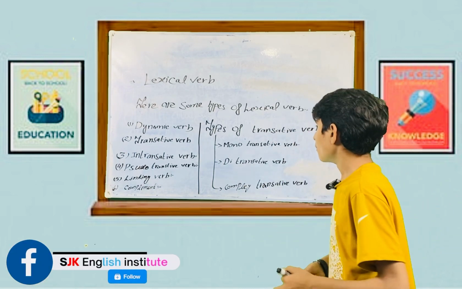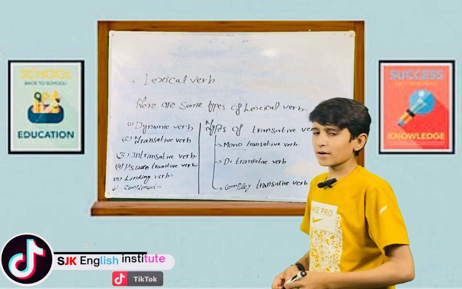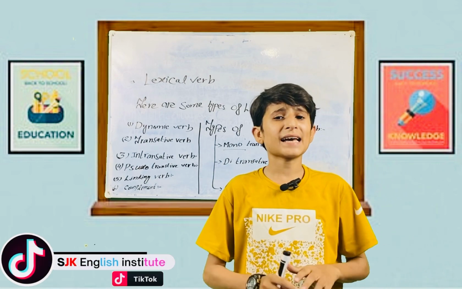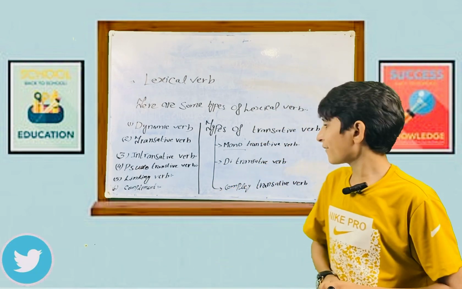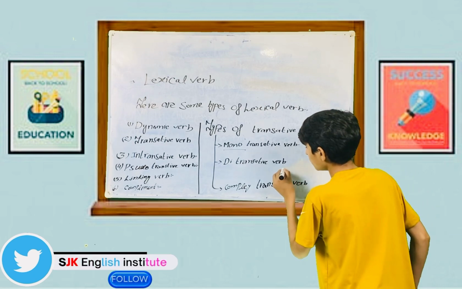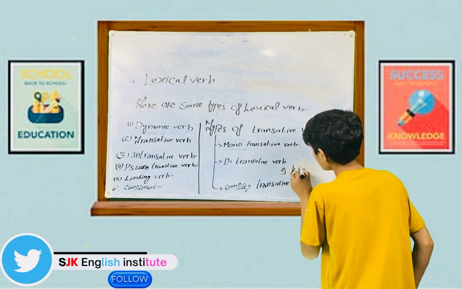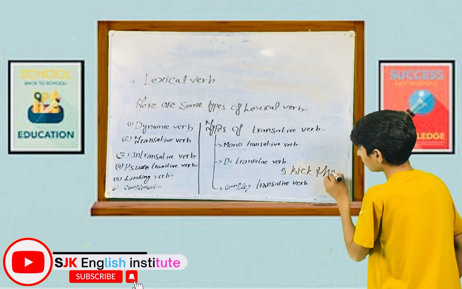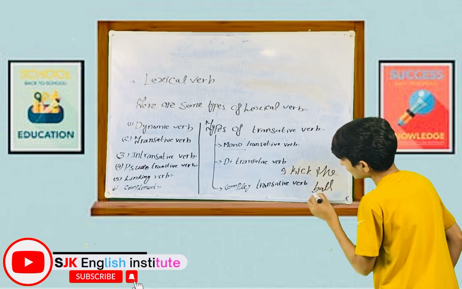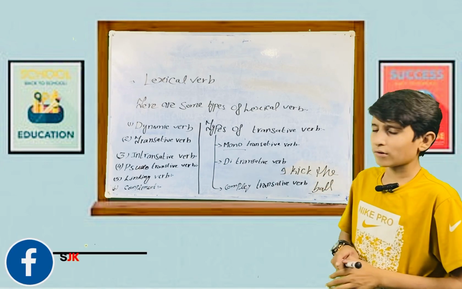So number one, monotransitive verb. Monotransitive verbs are those verbs which have one object. For example, I kick the ball. And in this sentence, ball is the object of a monotransitive verb.